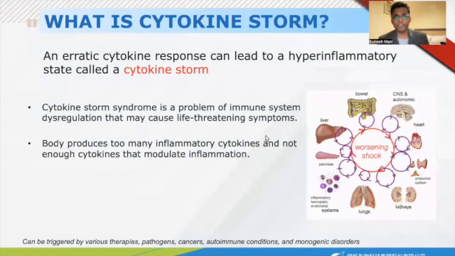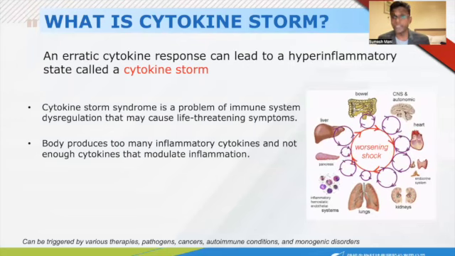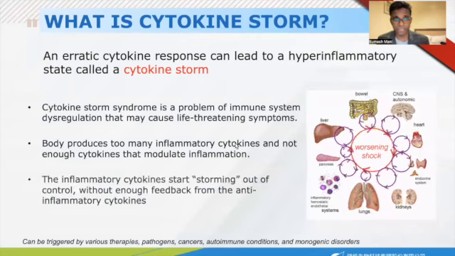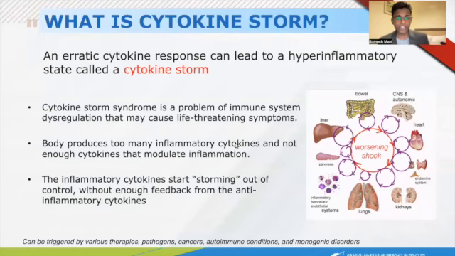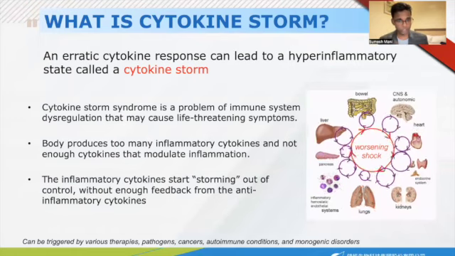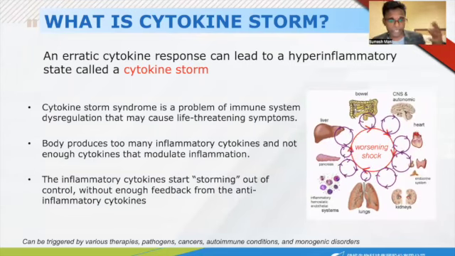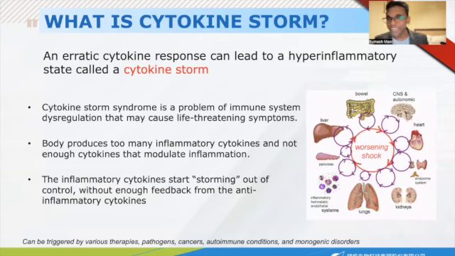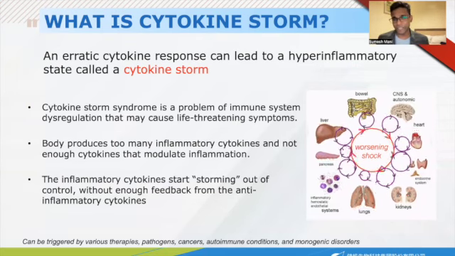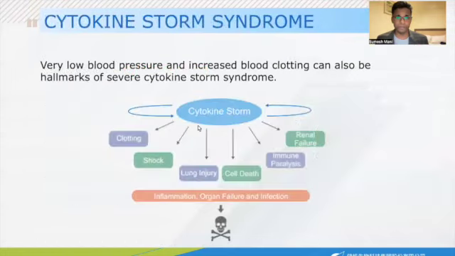The body produces too many inflammatory cytokines, and not all those cytokines modulate inflammation, which I will be explaining in coming slides. The inflammatory cytokines start storming out of control without feedback from the anti-inflammatory cytokines. So now you have two players here, inflammatory and anti-inflammatory. I'll make it simple and explain what they are, and it is important for us to know.